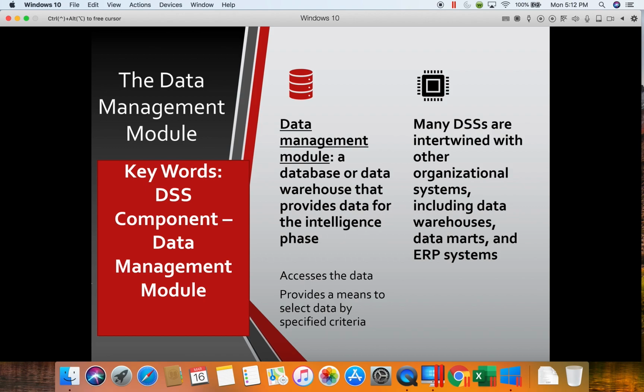The database management model or the data management model accesses the data and then provides a means for the decision support systems to select data based on the criteria specified by the individual requesting the information. You want to remember that a database is a collection of data generally stored and accessed from a computer system. Where databases are more complex, they are often developed using formal design and modeling techniques.